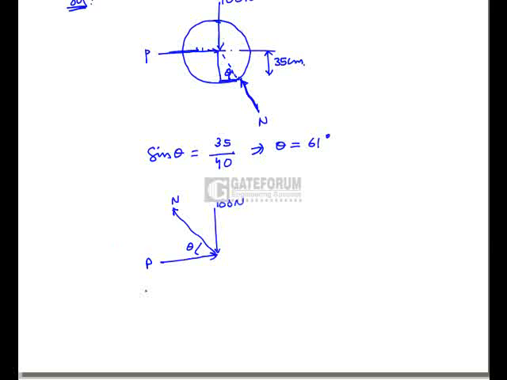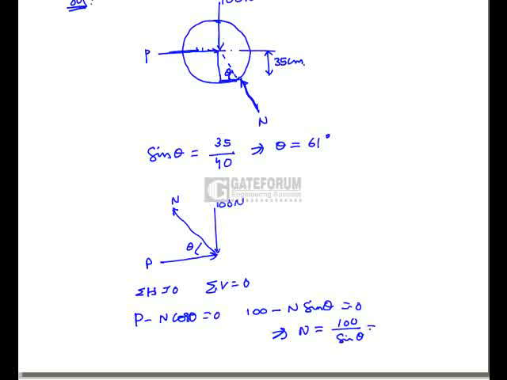Okay, now consider sigma H equal to 0, that is the sum of all horizontal forces equal to 0, and sigma V equal to 0. First consider sigma H equal to 0. From this we get P minus N cos theta equal to 0, and from sigma V equal to 0 we have 100 minus N sin theta equal to 0. So from this equation we can get the value of N, that is 100 by sin theta, which is equal to 114.3 Newton.